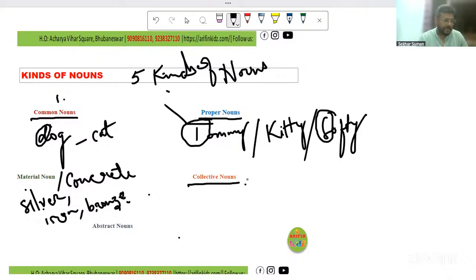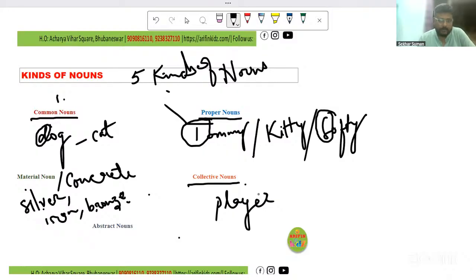So, shall we go to a collective noun? Collective nouns are the types of nouns where, again, I would like to go through this for a comparative study so that collective nouns could be understood in a much better way. For example, if I say river, it is a common noun, but if we take the name of one particular river, it's going to be a proper noun.